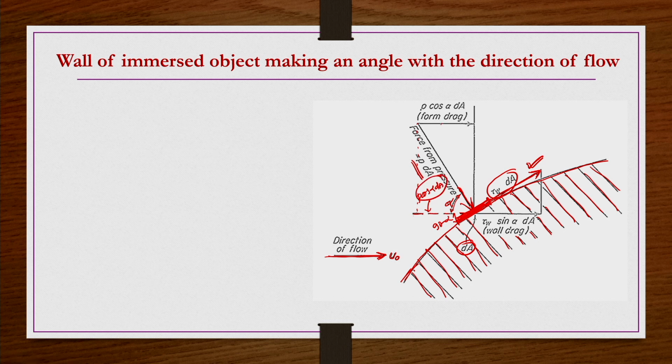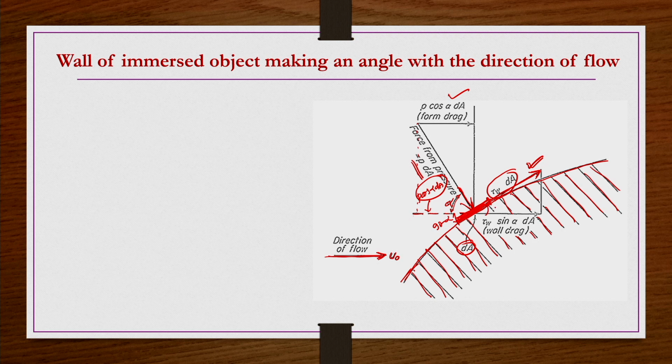The same is represented in the figure above to give a clearer picture. This P cos alpha dA, the horizontal component of the force due to pressure, because the flow direction is horizontal here, is going to be the form drag. And similarly, tau w dA acts in this direction.